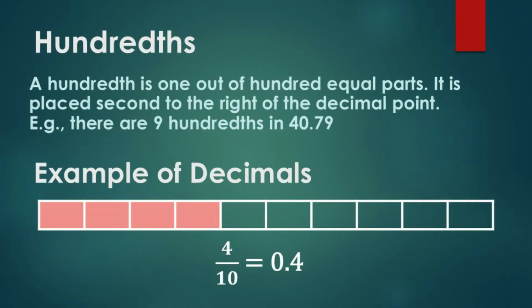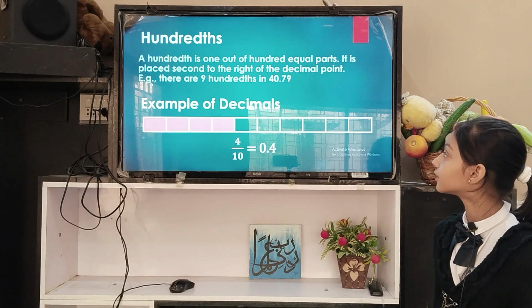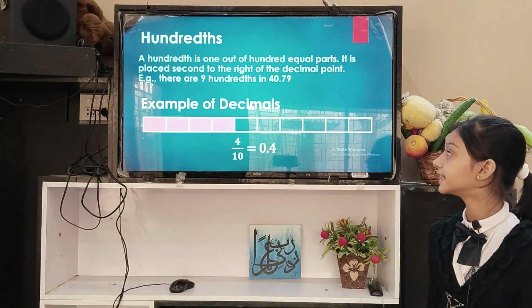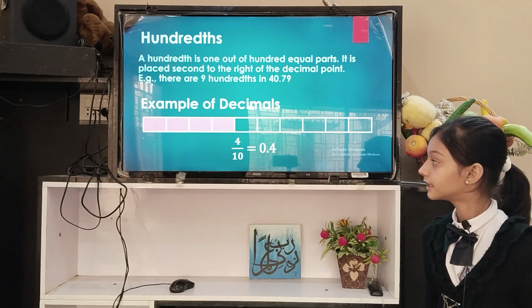Hundredth: a hundredth is 1 out of 100 equal parts. It is placed second to the right of the decimal point. For example, there are 9 hundredths in 40.79.